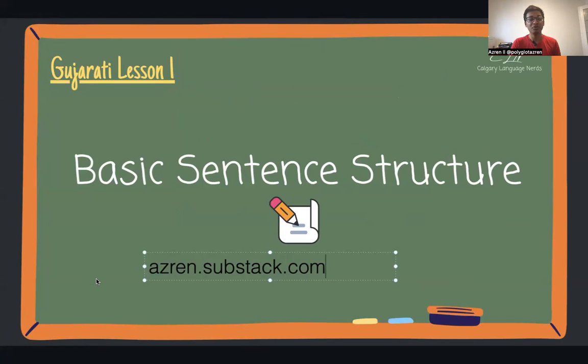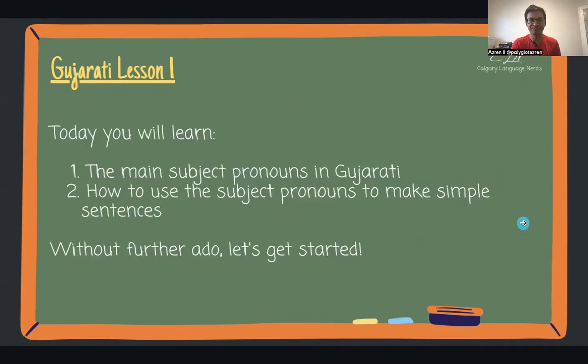Now, over the past 5 lessons, we have gone over the Gujarati alphabet. We talked about consonants, we talked about vowels, we talked about how to put consonants and vowels together. What we're going to start today, it'll take us 2 lessons, 2 videos to get through this, and we're going to talk about the basic sentence structure of Gujarati. More specifically, this is the present tense in Gujarati. If you don't know what that means, that's okay. We're going to talk about it.